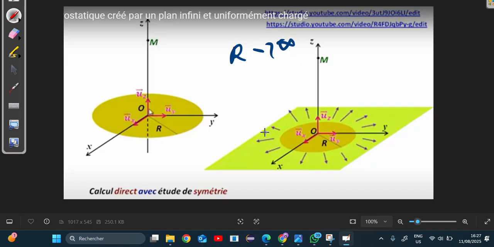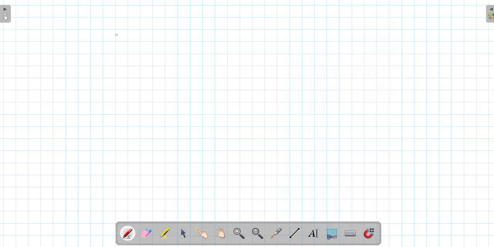Okay, so the plan infini, this is the representation. We consider the plan infini to be, so if you're able to do the calculation for a disk, just to say when r is equal to infinity, what will be the answer? The plan infini is also considered to be a disk with radius up to infinity, because if the radius is going to infinity and for the plan infini this is going to infinity, so it's going to be the same.